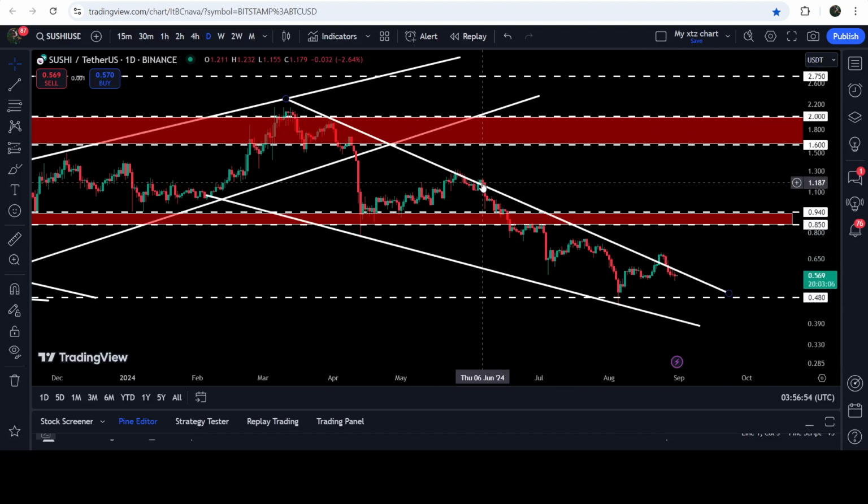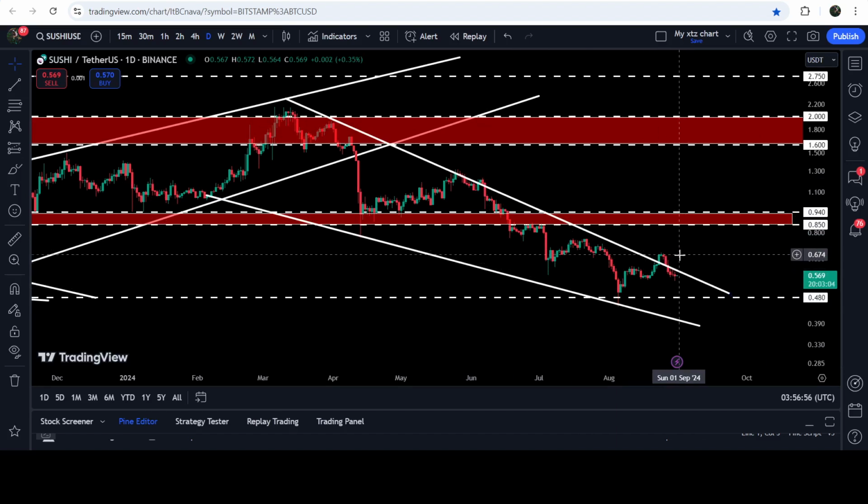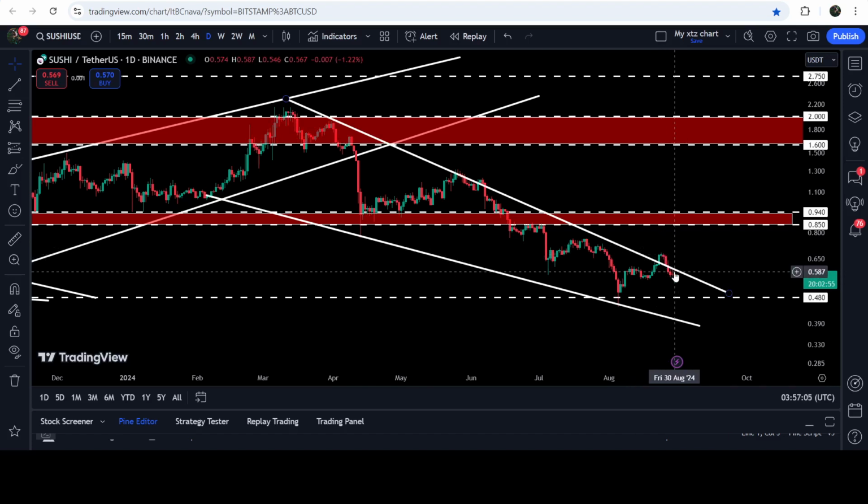Previous fake out was happening here on 6th of June. And again, the price for a while broke out. And now while retesting the previous resistance of this falling wedge pattern as a support, the price could not save this level and re-entered the same falling wedge pattern.